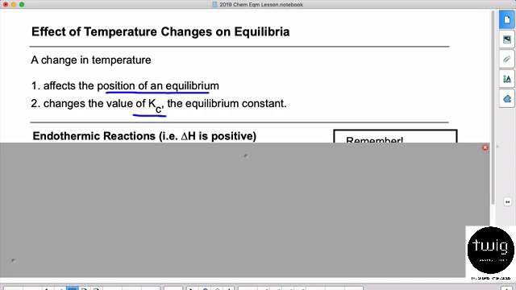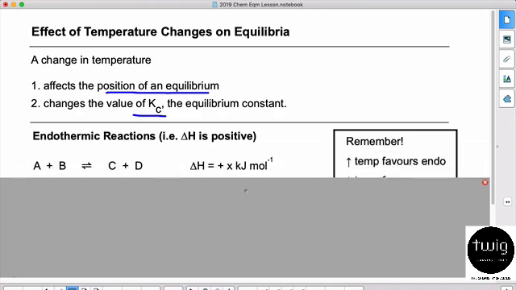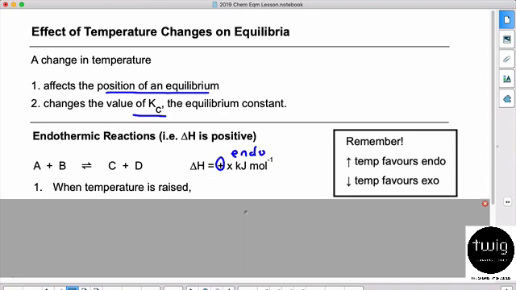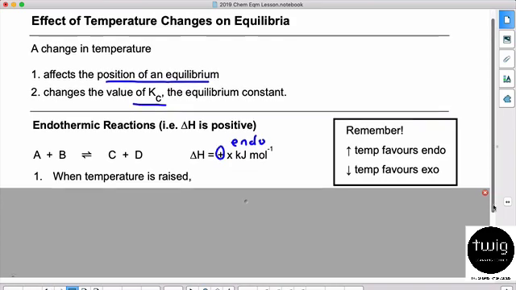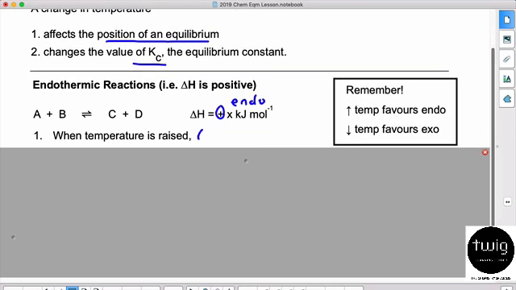So if a reaction is endothermic, like this one, plus, this is endothermic, endo. Let me go through, then after that I'll tell you what you should learn by heart. Hopefully that will help you do more questions. When temperature is raised, what I'm doing is adding heat.